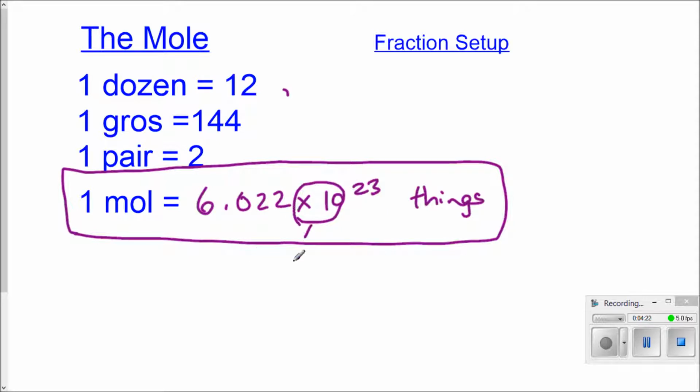Now, the only trick about this is when we put this in our calculator. Pull out your calculator now, you press 6.022, and then you find your EXP button. You don't put times 10 in, you put 6.022 EXP or EE on your calculator and then hit 23. That's how we're going to input that number into our calculator.